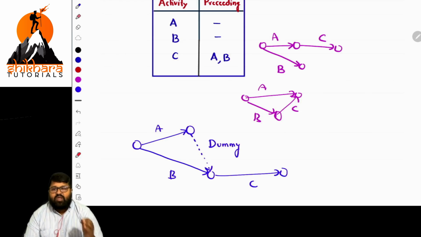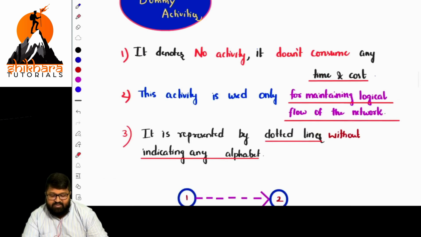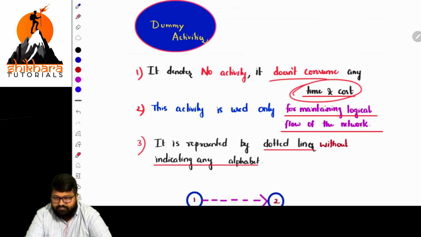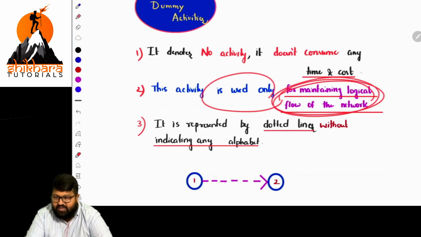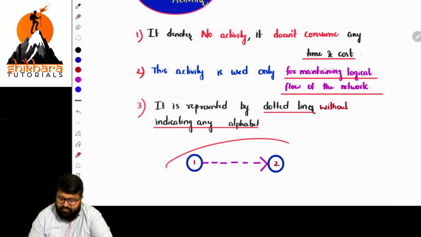This is one point where we can use a dummy. Sir, although we are given permission to use dummies, it is not appropriate to use as many as you like. Use them only where most appropriate and required. For dummies, there are some rules. A dummy activity denotes no activity, and it does not consume time and cost, cost in the sense of resources. It is used only to maintain the logical flow of a network diagram. It is represented with dotted lines and without indicating any alphabet.